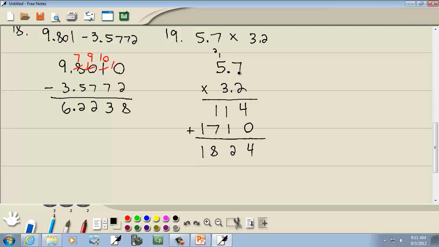Then you count how many decimal places you have. See, I have 2 decimal places here. So I come down here, and I'm going to have 2 decimal places. So our answer is 18.24. And, you know, I'm not the greatest at decimals, so let me double check this with my calculator. Yeah, 18.24.